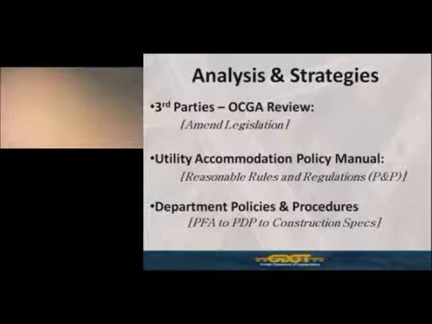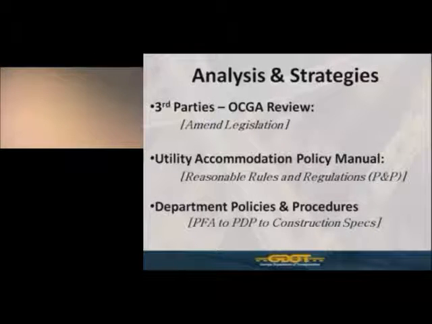The other item, our Utility Accommodations Policy and Standards Manual. Again, the FHWA requires every state DOT to develop a set of reasonable rules and regulations, or policies and procedures, P&P, in order to manage utilities on public right-of-way. The manual currently in place went into effect, I believe, January 2009. Prior to that, the last update had been 1988. So 20 plus years of the manual not having been updated.